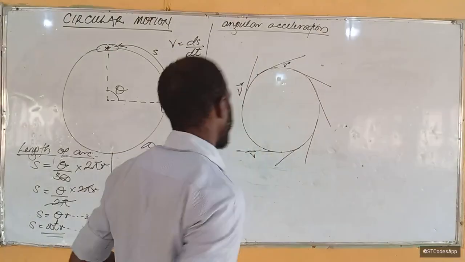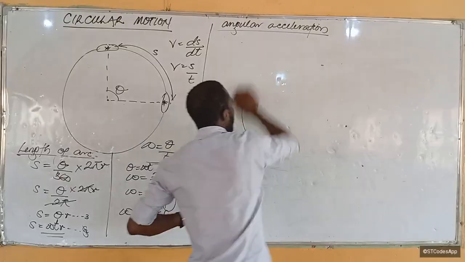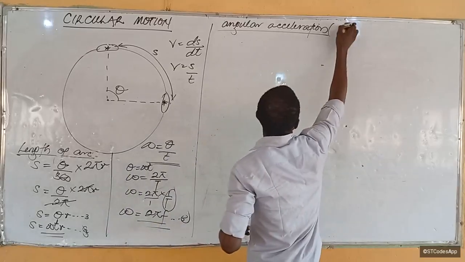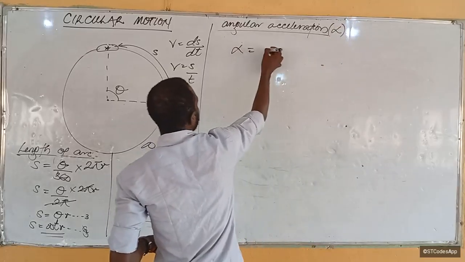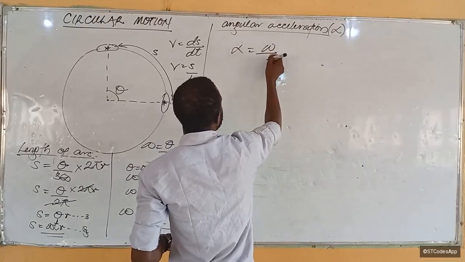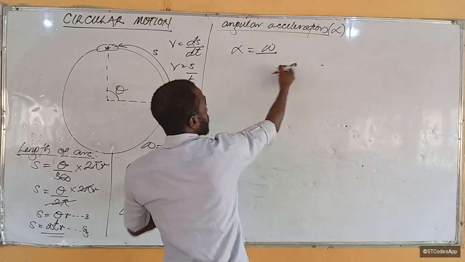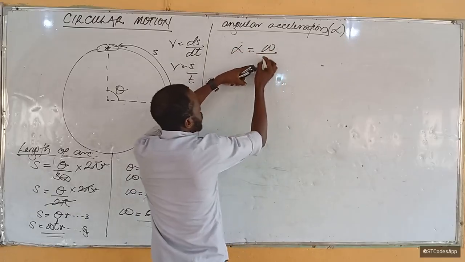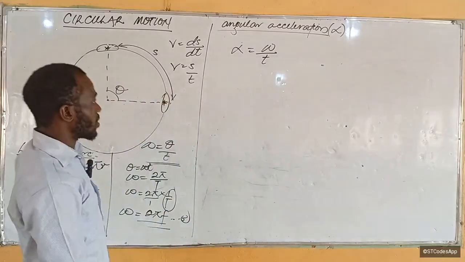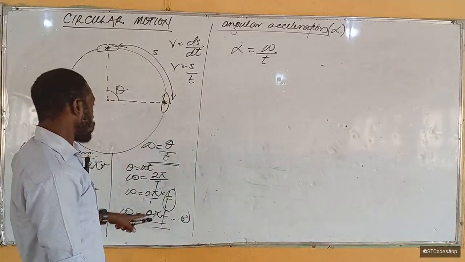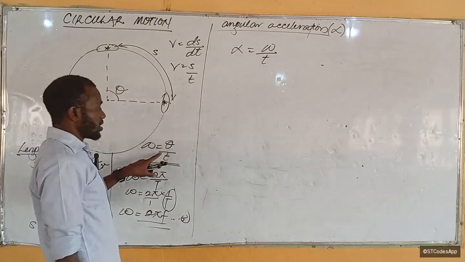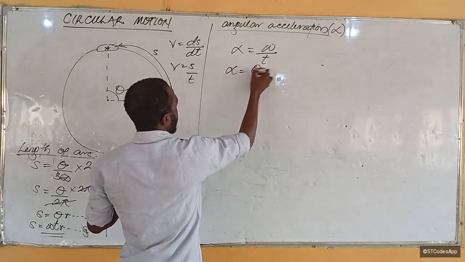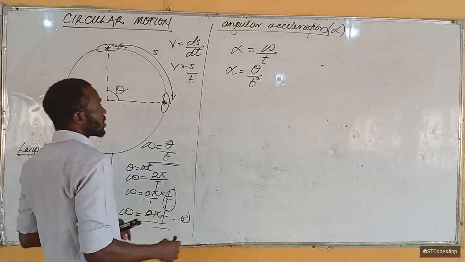Now, what is angular acceleration? Angular acceleration is changing angular speed over changing time. We denote it by alpha. So alpha is equal to change in omega over change in time, right? So angular acceleration is changing angular speed over changing time. Does this make sense now? All right, so we can derive things from here. You know that omega is theta over t, right? So alpha can also be theta over t squared. Okay?